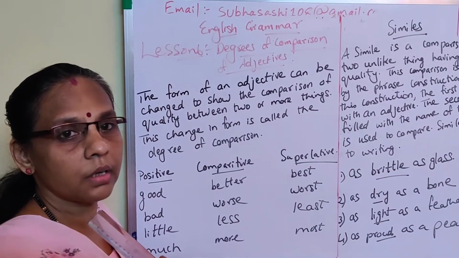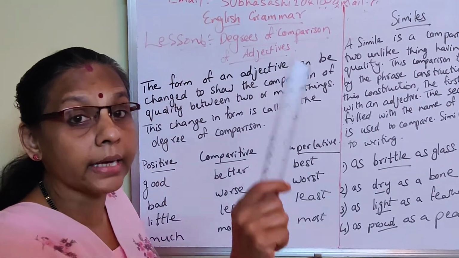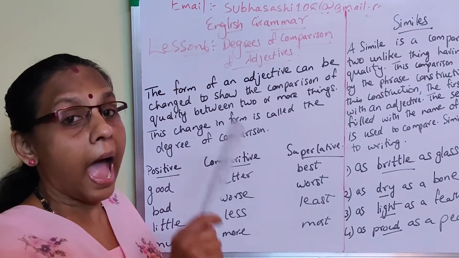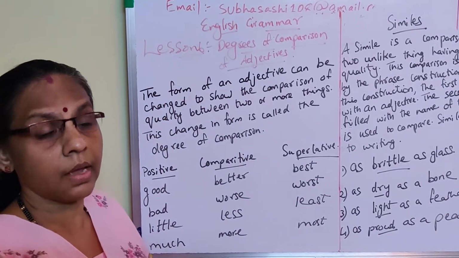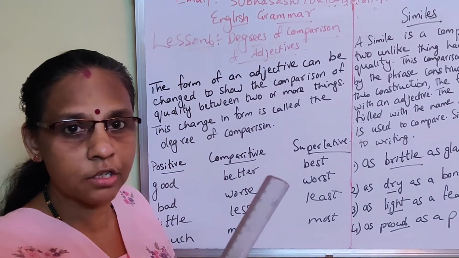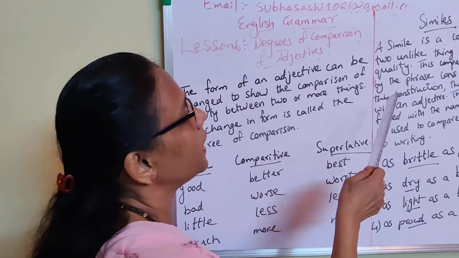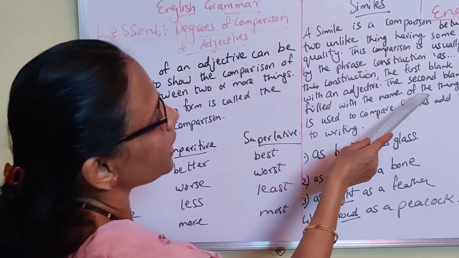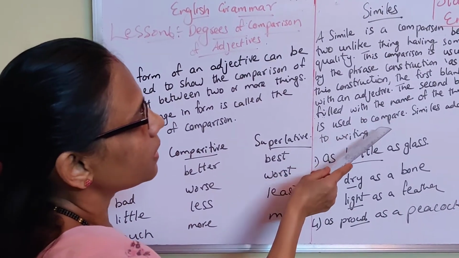How is a simile shown? How can we understand that it is a simile? If it is as black as coal, C-O-A-L, as hot as iron, as red as blood. No two extreme things, but the quality is the same. That is simile. In this construction, the first blank is filled with an adjective. The second blank is filled with the name of the thing that is used to compare. First is the adjective, second is the comparison.